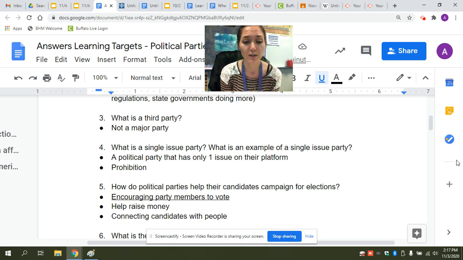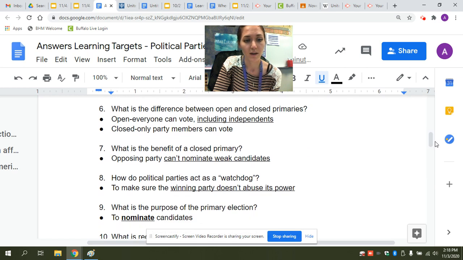Number five, how do political parties help their candidates campaign for elections? There's multiple correct answers. Here are three. Encouraging party members to vote. That's exactly how it'll be worded on the test. They also help raise money to fund those candidates and their campaign. And connecting candidates with people so that way those candidates can actually hear the issues that the people would like to see addressed and how they would like to see those issues addressed. If you need more time to write this down, put the video on pause, push play when you're ready.